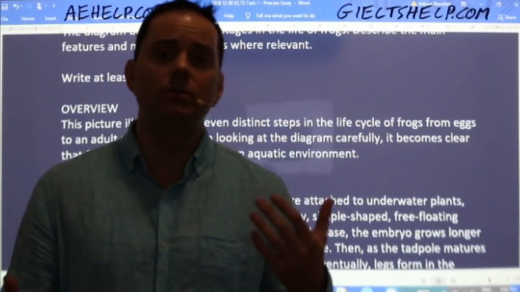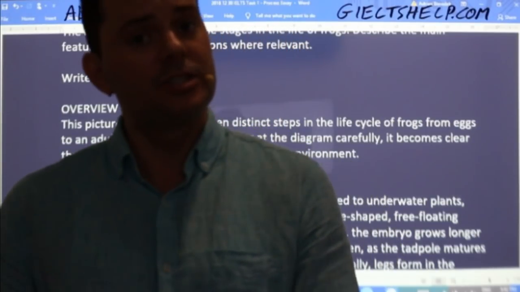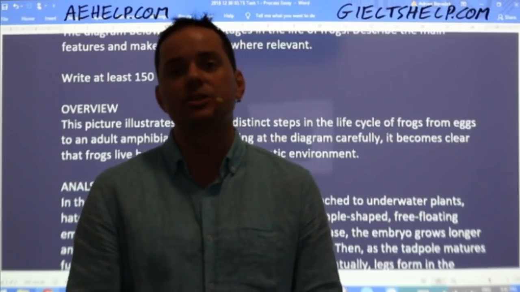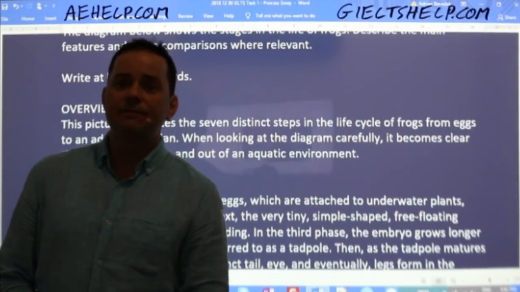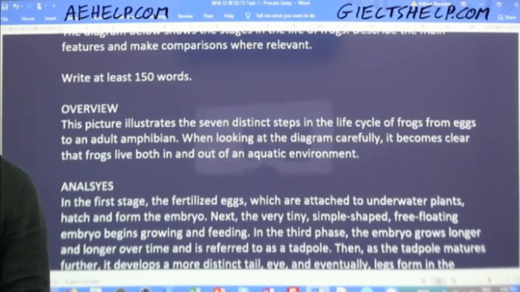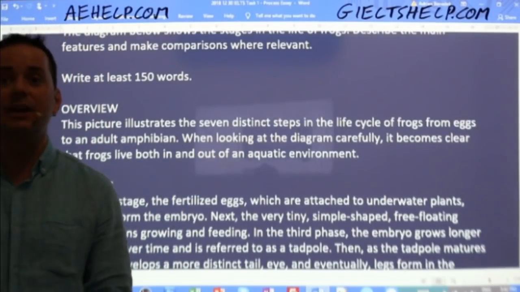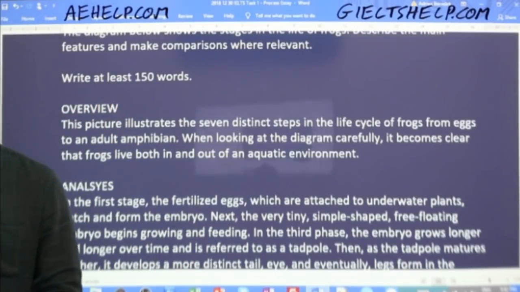Members, if you have time over the next day or two, choose another similar diagram, send it to me. I'll send you some feedback and a score estimate, okay? Jeffrey says, in summary, a frog looks very different in its adult form than its early stages in life. That's very good as well, Jeffrey. Just a little bit more detail, okay?